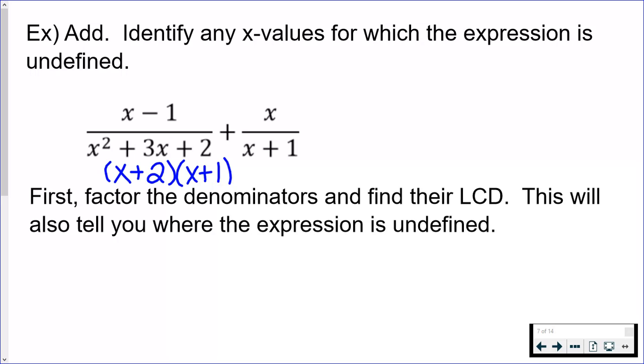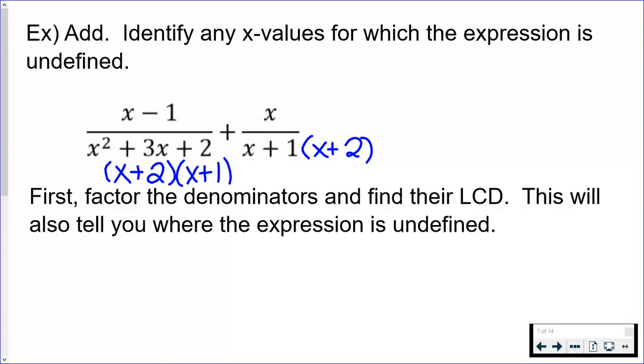So if one of them has an x plus 2 and an x plus 1, and the other one just has an x plus 1, the easiest thing I could do here is just multiply an x plus 2 into this second denominator so that they match. Now, if you remember how to add regular fractions, when you are building your common denominator, whatever you do to the denominator, you must also do to the numerator.